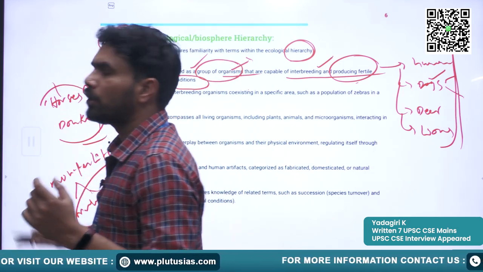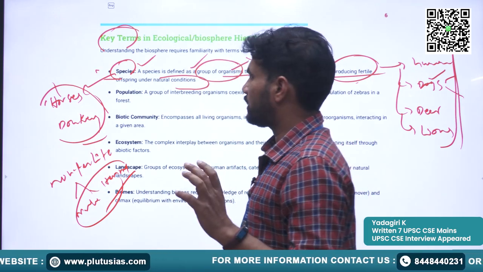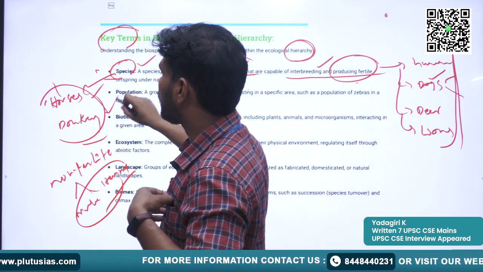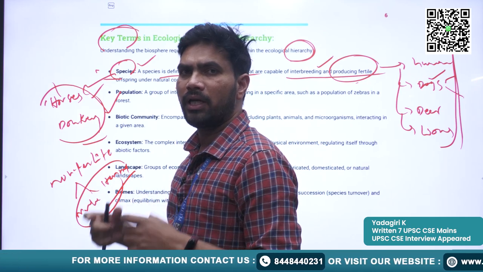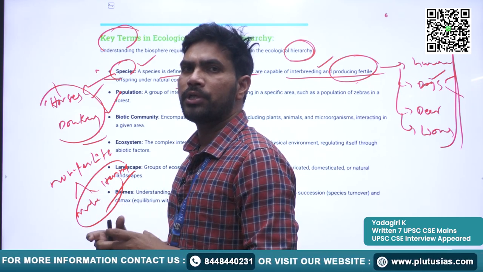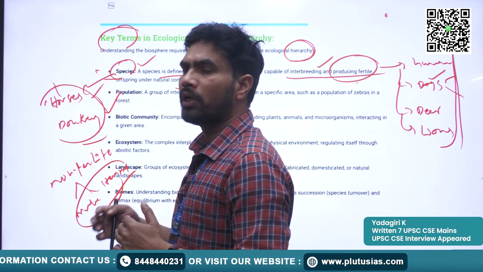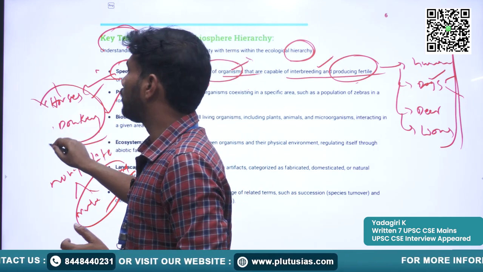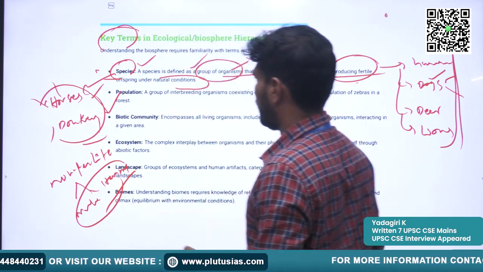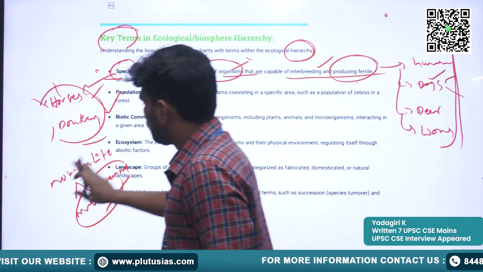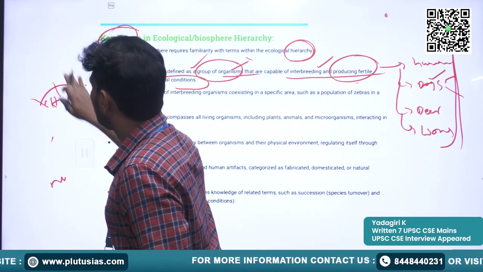So try to remember these kinds of examples. Horses and donkeys have the capacity of interbreeding, but they cannot produce a fertile offspring. Because of this reason, they belong to different species. Right. So this is all about the species.